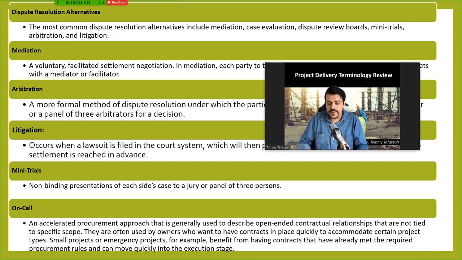So what is on-call? It's an accelerated procurement approach that is generally used to describe open-ended contractual relationships. It means contractual relationships are very flexible. They could change or be modified throughout the project duration based on the different things that happen. Obviously, again, they're good for small projects or emergency projects because you don't have to put a lot of time and effort into setting up the contract.